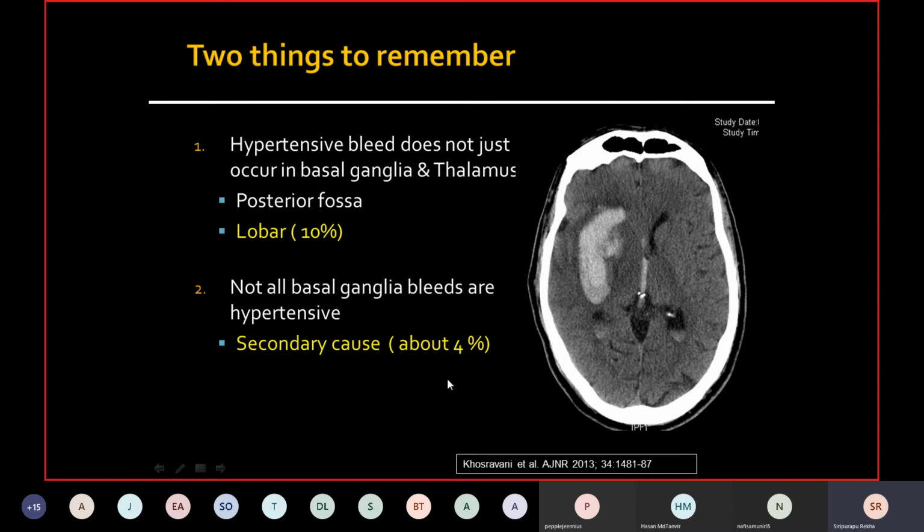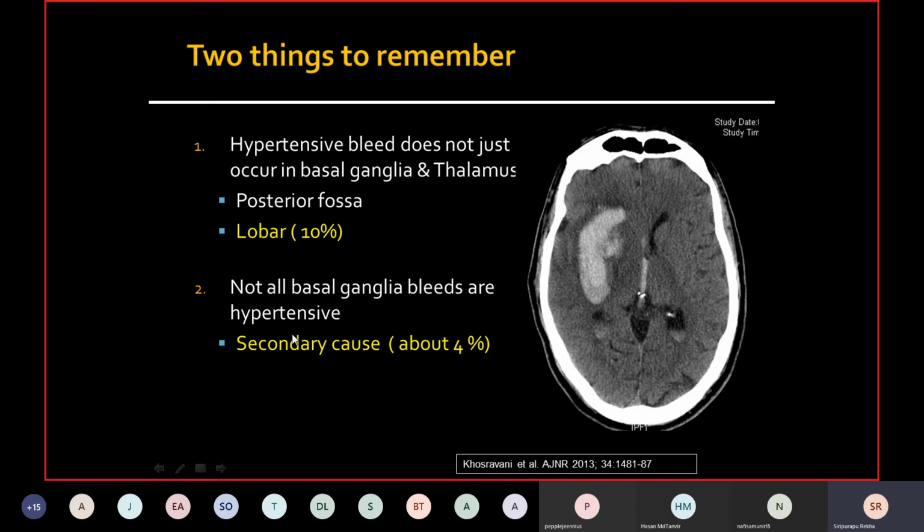And before I go further, I just wanted to convey two things to remember. Hypertensive bleed does not just occur in the basal ganglia and thalamus. I've mentioned this a couple of slides ago as well, that it can occur in the posterior fossa. And remember, 10% of hypertensive hemorrhages are documented to be lobar. The other thing I want to say is that, having said my first statement, not all basal ganglia bleeds are hypertensive. This is an important thing to remember.